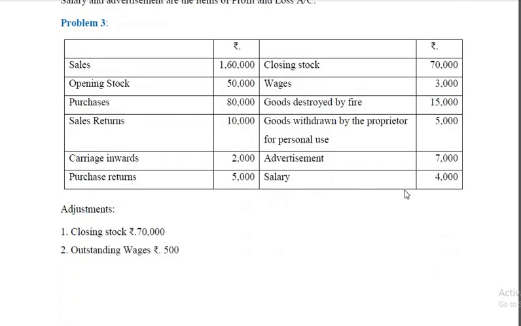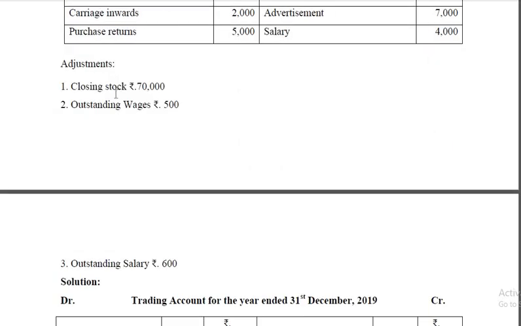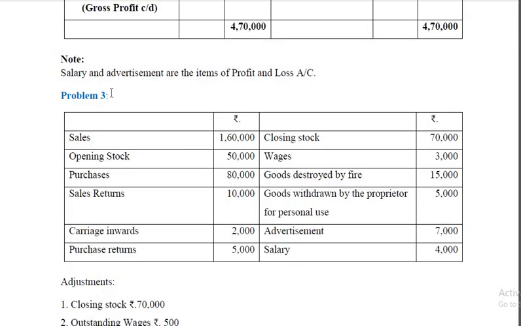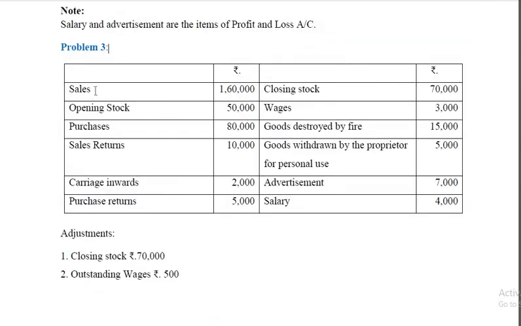Look at the third problem. This is again, you find here, ledger balances. Something is missing here. So with the help of this, you have to prepare a trading account. So a statement, ledger balances are given. With the help of that, you prepare trading account. So come to sales. Sales is credited to trading account. And then if there are sales returns, yes, sales returns are there. That is to be deducted.